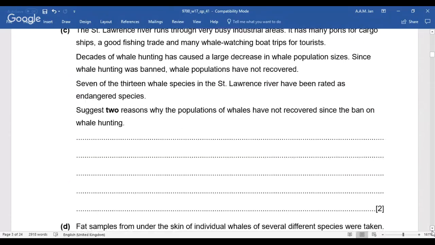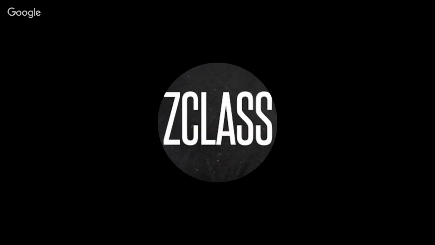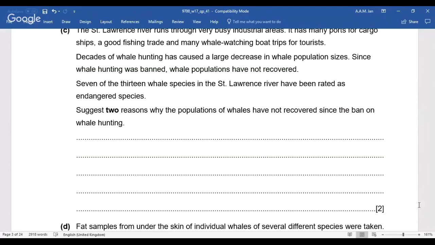Now, there's 2 reasons why the population of the whales fell. I said illegal hunting, and the process of reproduction is not fast enough. Yeah, okay, good. So there's loads of different reasons you can give there. Those are two viable ones. Any questions there? No? Okay, let's move on.